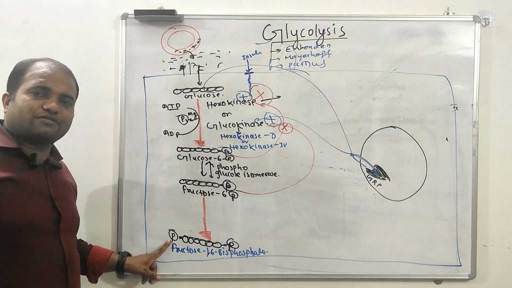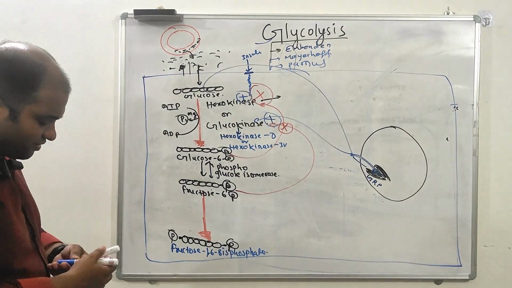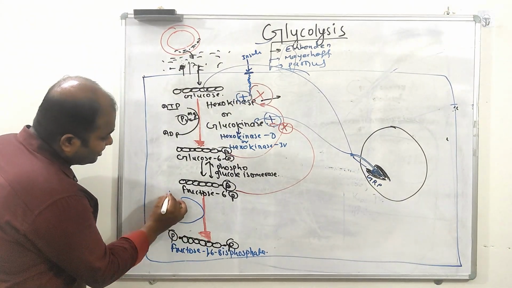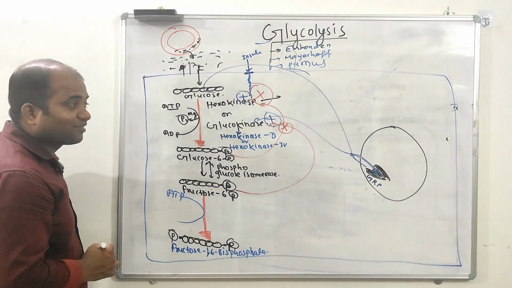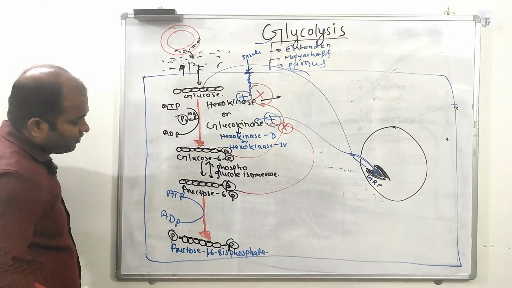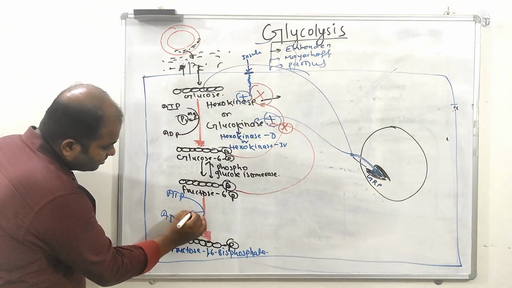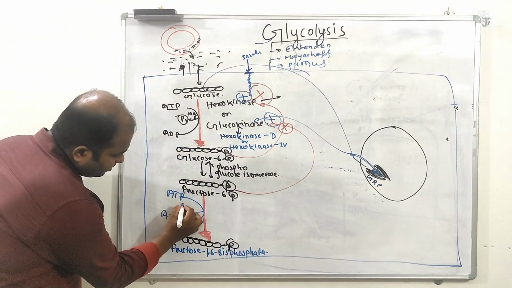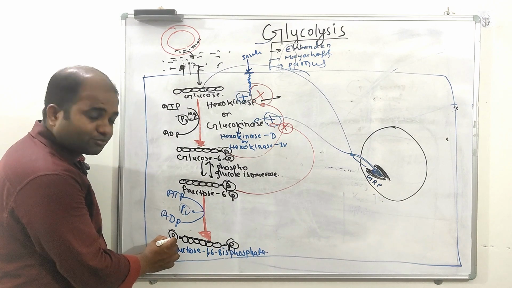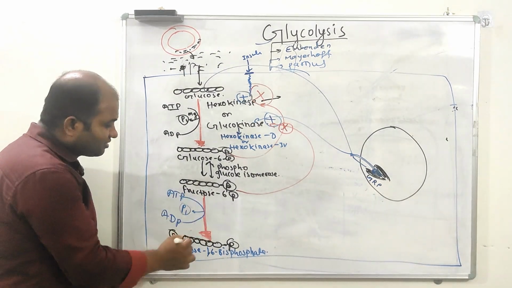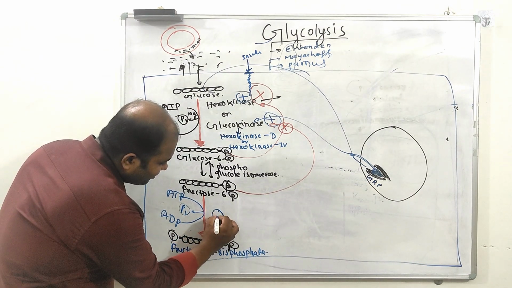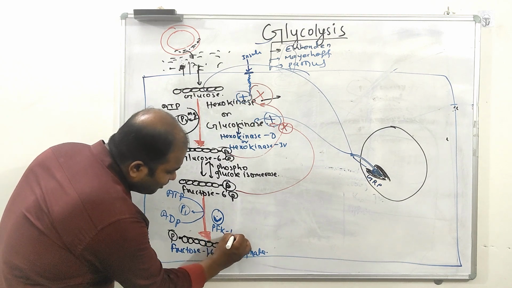From where has this extra phosphate come? I know you guys are smart, so this has come from ATP. So this ATP will convert into ADP, because before ADP, this phosphate is released, and this phosphate will be attached at the first position, right? And the enzyme which makes this is this happy enzyme, which is working well. So this enzyme is phosphofructokinase 1.